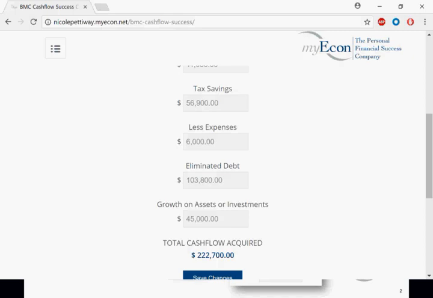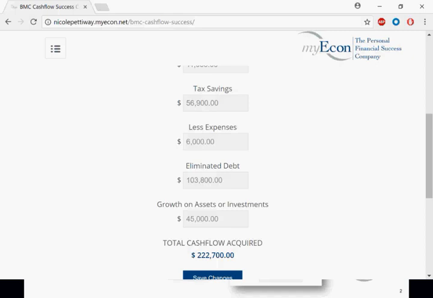anything based on the strategies that you've learned in myEcon that has increased your cash flow, whether it's money that you saved, money that grew because of investments, whatever the case may be. I'll give you an example of what happened to me.